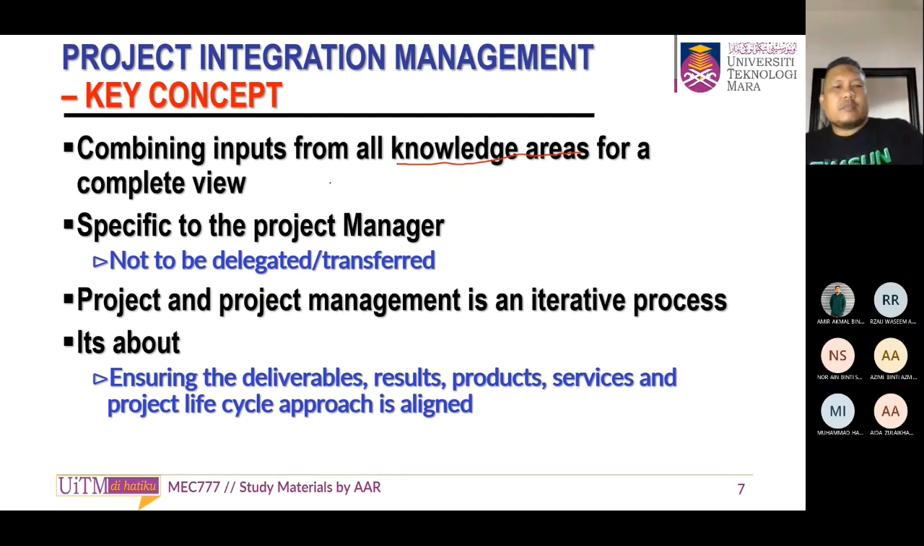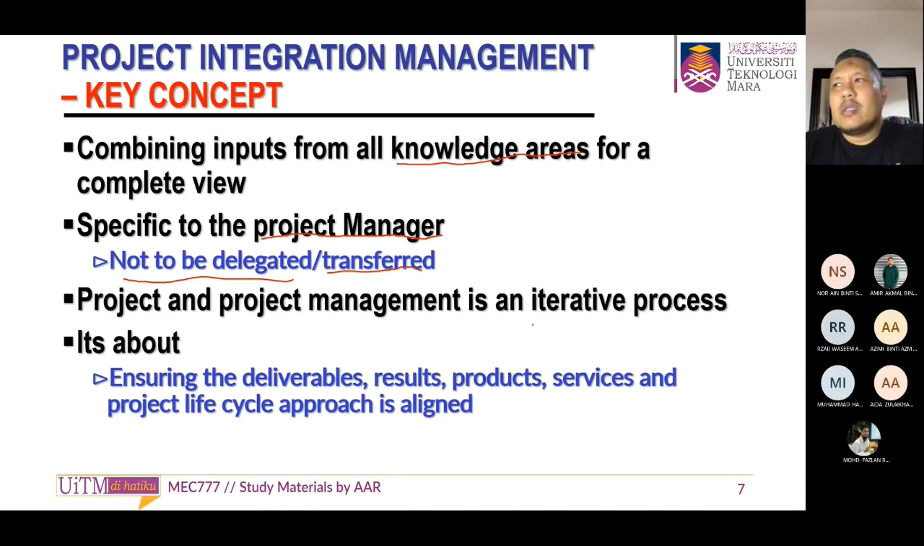Specific to the project manager, project integration, our focus is for the project manager. Whoever works as a project manager must know project integration. And this is not to be delegated or transferred. The project manager cannot transfer this role, this integration process, to their team. They must control this integration process.